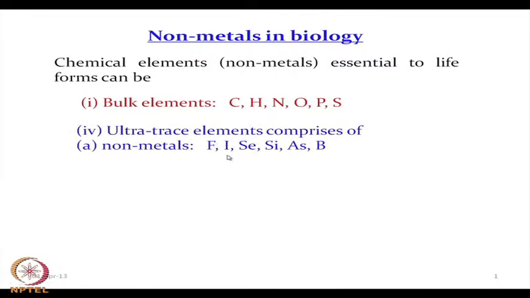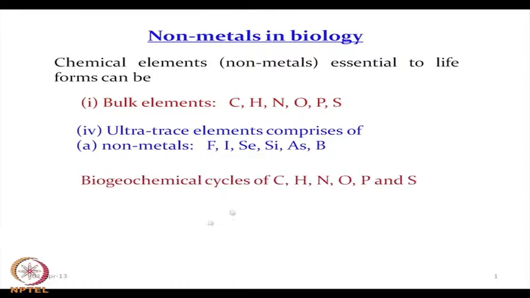Apart from that, in one or two classes we will see that several ultra-trace elements are also there. They belong to this non-metal category: fluorine, iodine, selenium, silicon, arsenic and boron. Of these, iodine plays an important role when it is inserted into an aromatic ring like the benzene ring in thyroxine-type molecules. Selenium is also present along with the sulfur-bearing amino acid cysteine, as selenocysteine. They are present in ultra-trace amounts, but all play a significant role in the biology of our system.